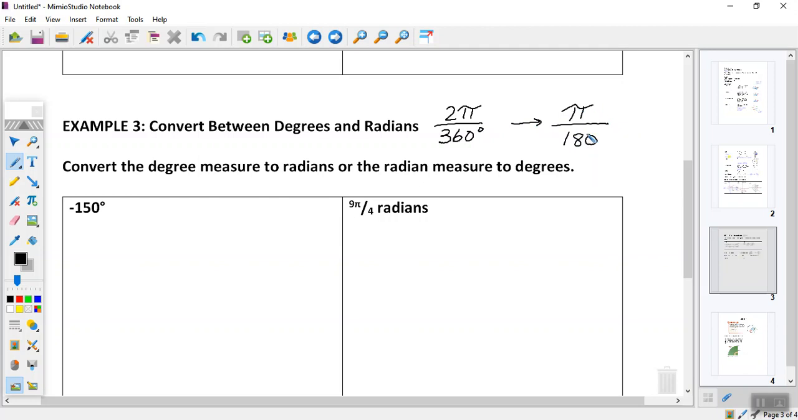Okay. What are we starting with right here? Okay, negative 150. To go from degrees to radians, make sure you write this down. To go from degrees to radians.